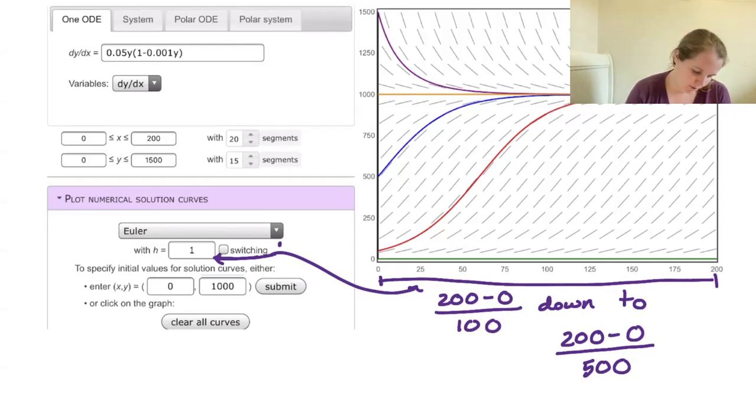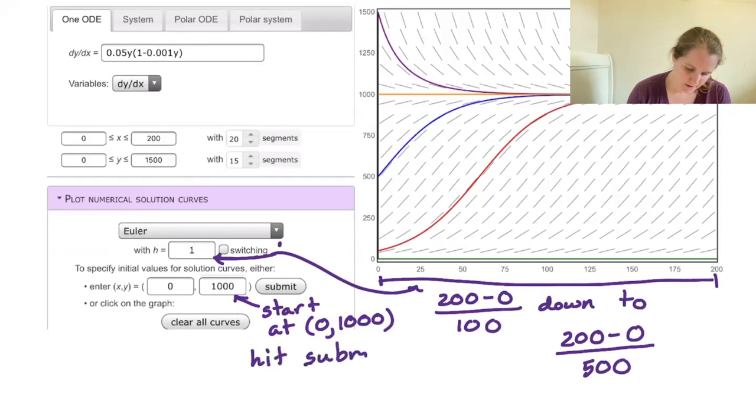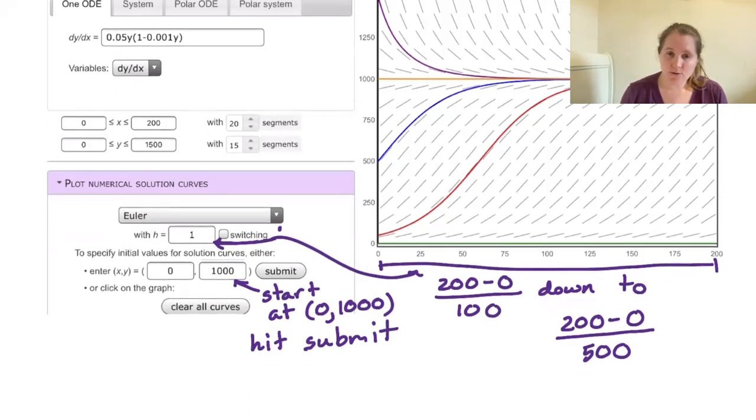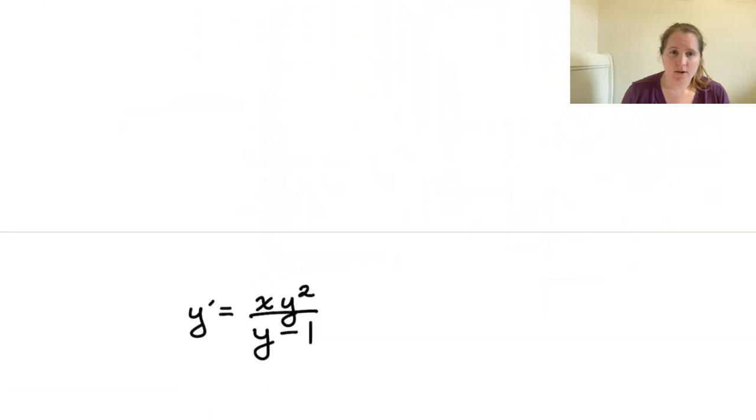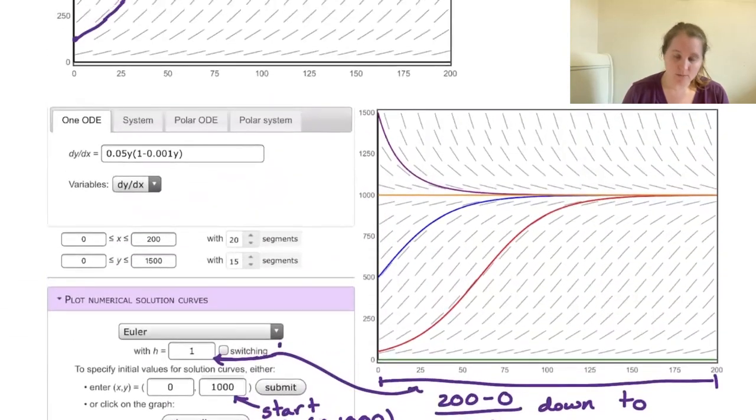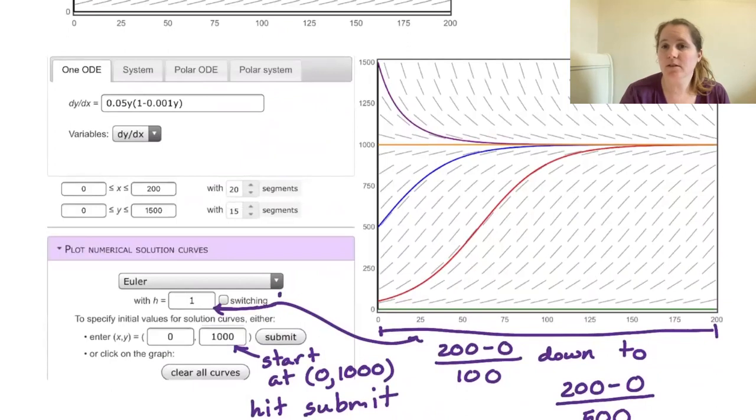Here, this is our starting point. So we're starting at 0, 1000 and then just hit submit. And then you can just enter as many as you want to get a variety of solution curves. So this is sort of what we can do to create a direction field. We're going to do one more. I apologize. Let me reset so I can find the instructions there.